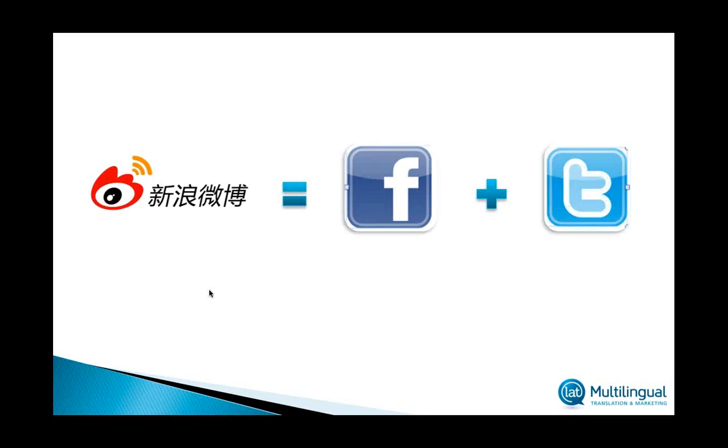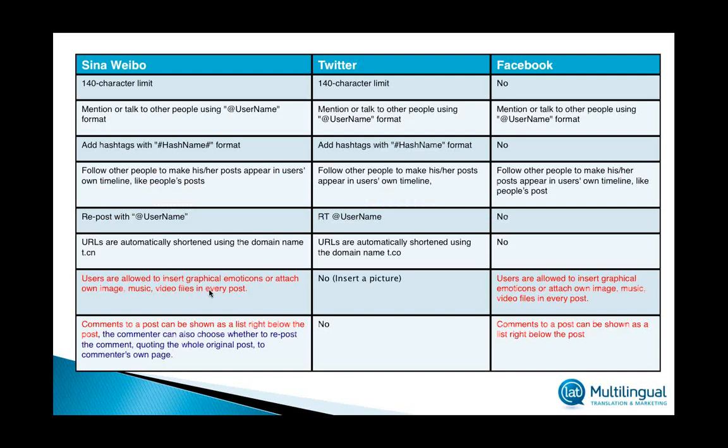If you look at this chart, you will see some of the similar functions that Sina Weibo, Twitter, and Facebook share, and some special functions only Sina Weibo has. For example, at the bottom of the chart under Sina Weibo, in blue, the commenter can also choose whether to repost the comment, quoting the whole original post, to the commenter's own page. So you can basically share and comment on commenters' comments. That's a special function only Sina Weibo has.